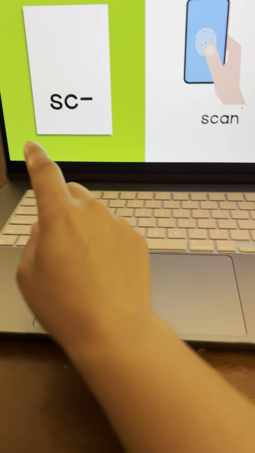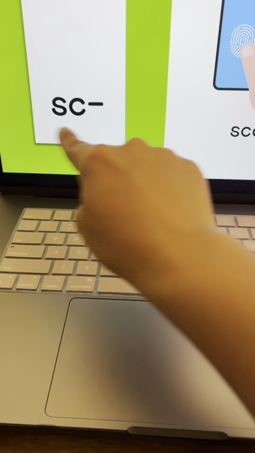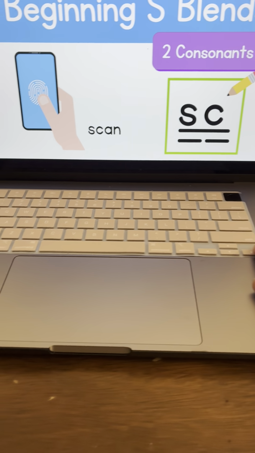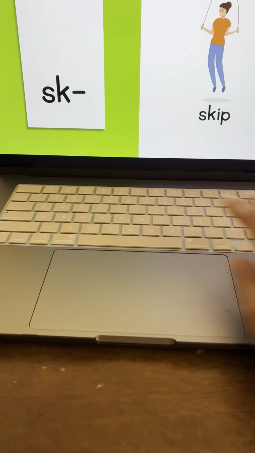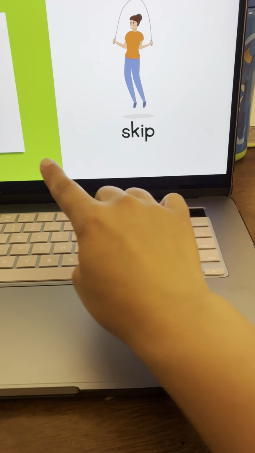And then I'll show some examples. SC together, normally it would say s-k, but together it says sk, as in scan. Okay, then we have sk, same sound. Sk, ip, skip.